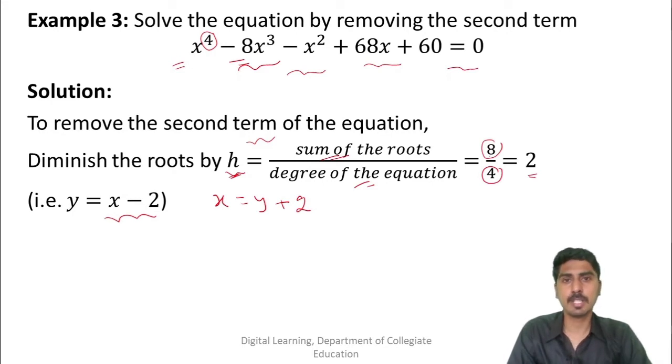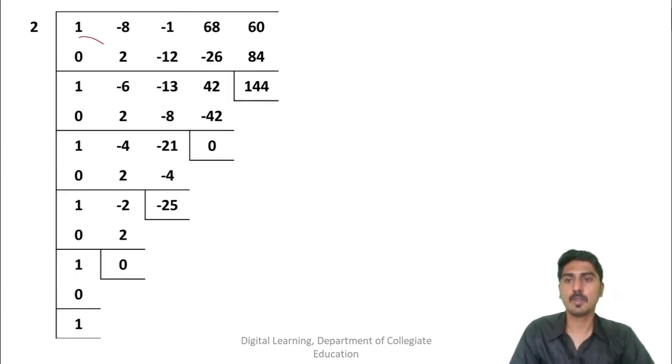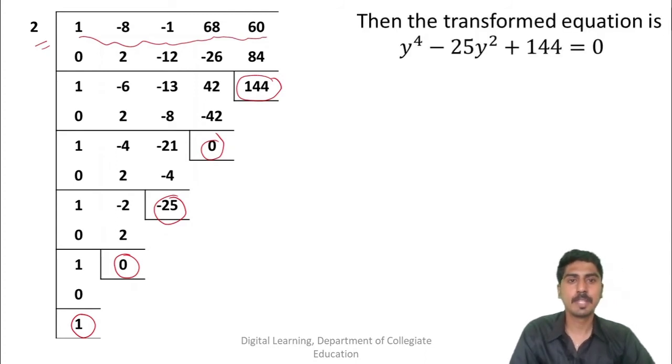We shall use synthetic division. We divide the coefficients successively by x equal to 2. I have written the coefficients 1, minus 8, minus 1, 68, 60. When I divide successively by 2, I get the remainders as 144, 0, minus 25, 0 and 1. So the transformed equation is y to the power 4 minus 25y square plus 144 equal to 0.